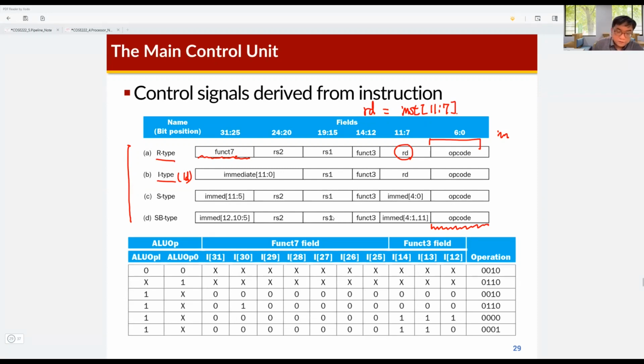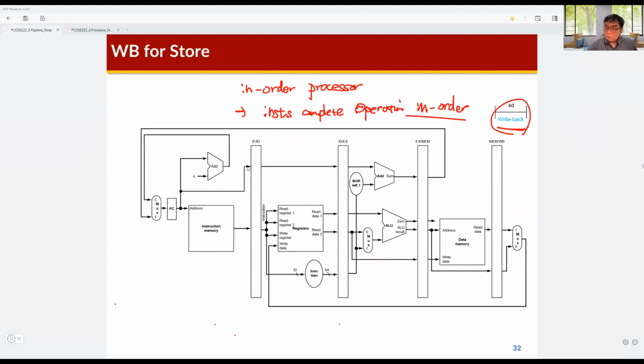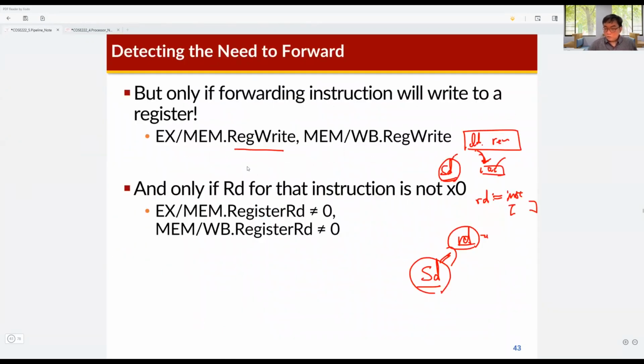But for the store instruction here, this field is filled with the immediate value. So that means that it will have some values. Even though the store instruction does not use this RD, the RD is part of the instruction, so this RD may be filled with some garbage value for the store instruction. Then what's the problem? We can compare this garbage value with the RS1 or RS2 of the following instruction to check the data forwarding. So in order to avoid this case, we need to check the reg write signal.